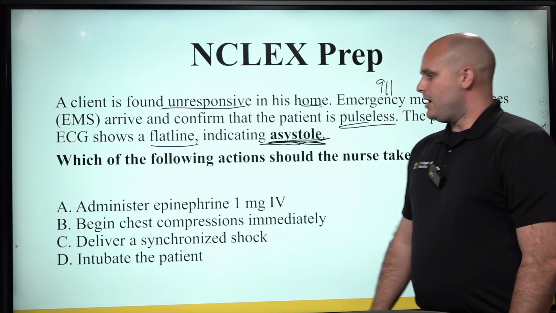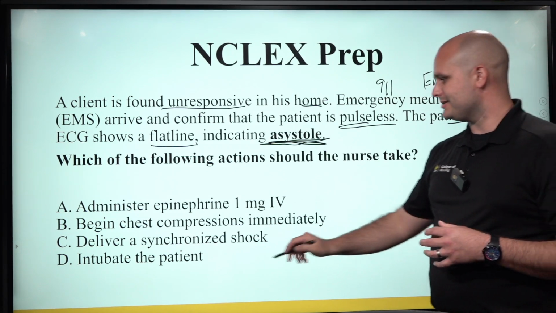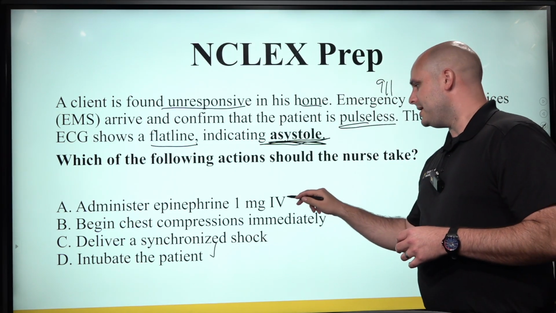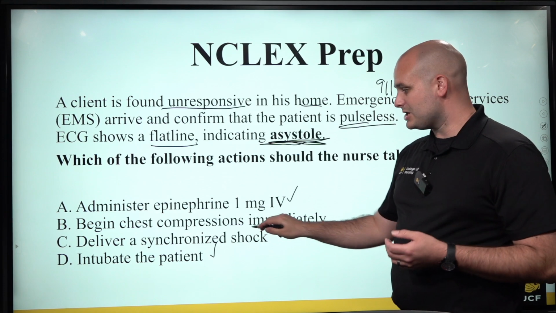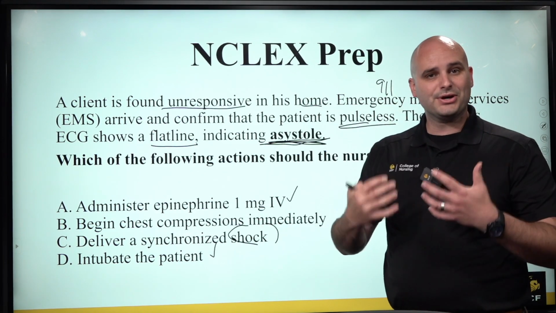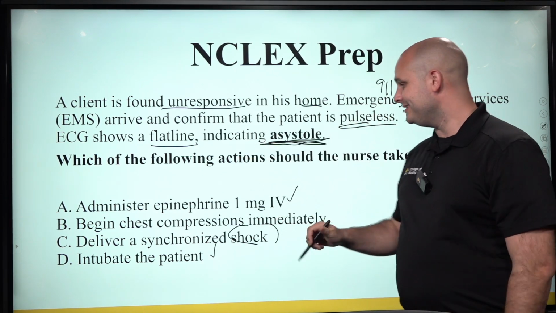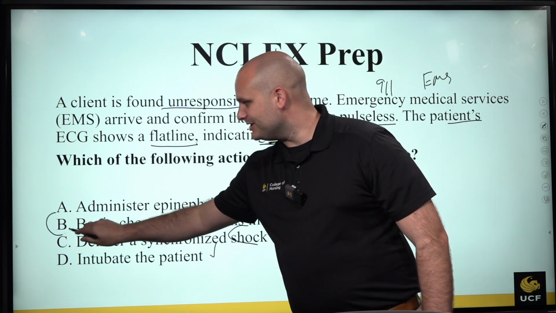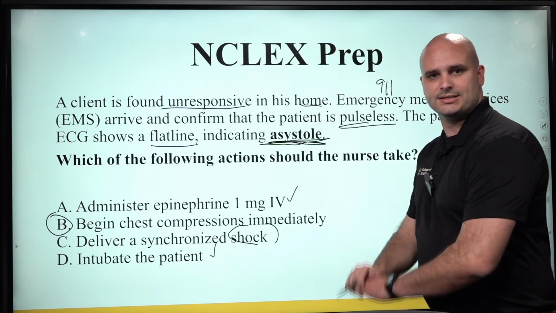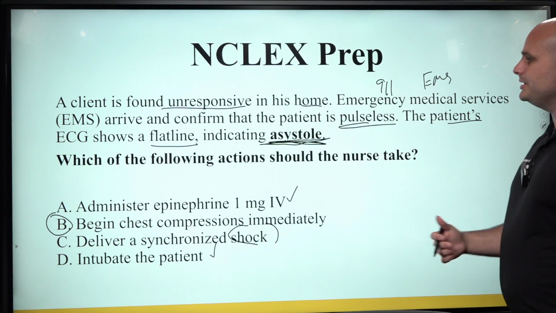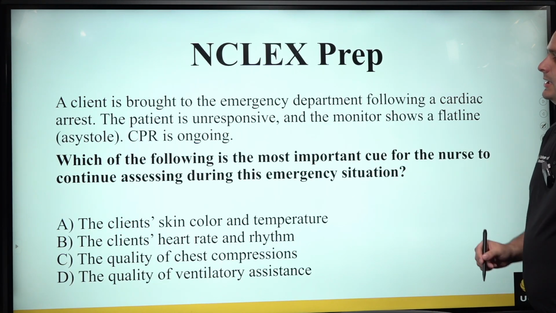Intubate. Now, throughout the cardiac arrest, they may be intubated. They may get epi. They may need a shock down the road, but what is the first thing you're going to do? You see a flat line. You're going to begin chest compressions. Get on that chest, do some good compressions, and hopefully get our patient back. Let's look at our next one.